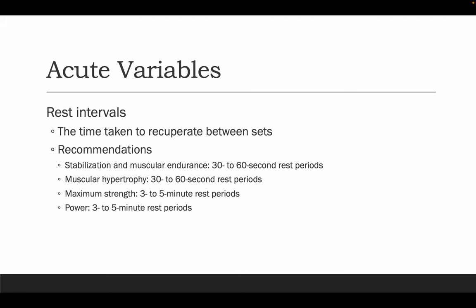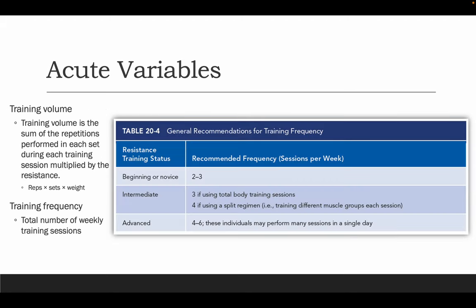But time to recover between sets. Training volume. All right, reps times sets times weight. Sometimes you might see it as reps times sets only. So it just depends on what you're trying to find. Are you trying to find overall volume, which is usually reps times sets? Are you trying to find how much tonnage or pounds they lifted in one session, which might dictate how to move on to the next session or the next day? That would be reps times sets times weight.